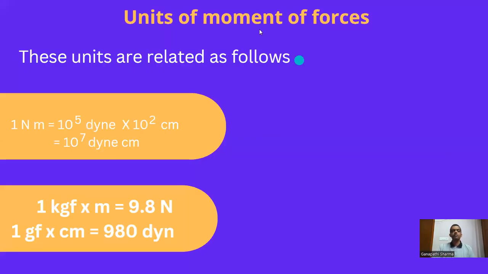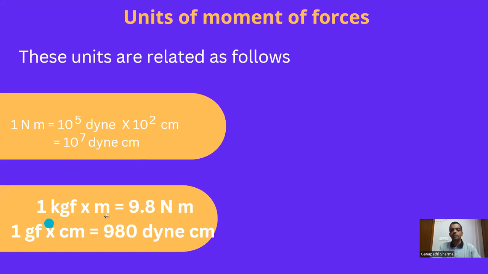The unit of moment of force, once again, is 1 Newton meter. The smaller unit, what is the smaller unit of Newton? Dyne. Meter to centimeter, Newton means 10 raised to the power of 5, and meter to centimeter is 10 raised to the power of 2. The bases are the same, so add them: 10 raised to the power of 7 dyne centimeter.